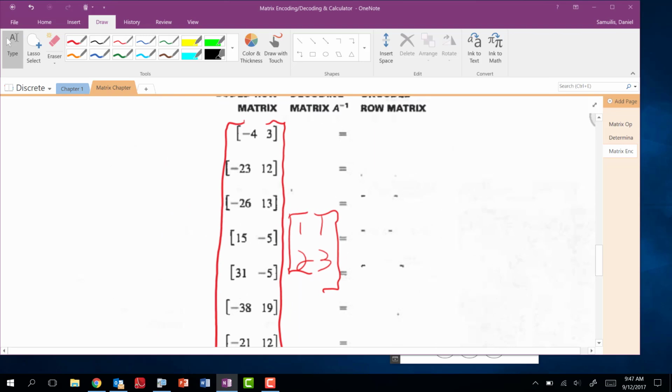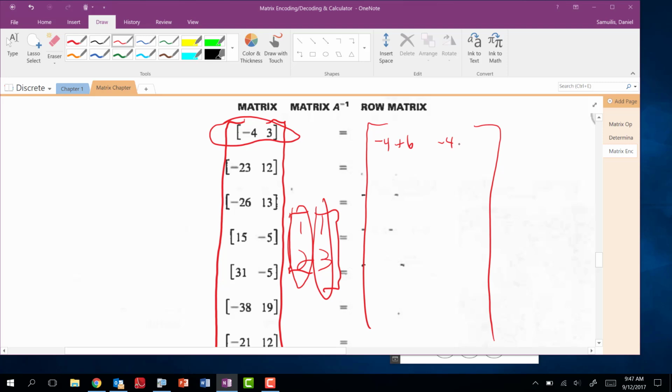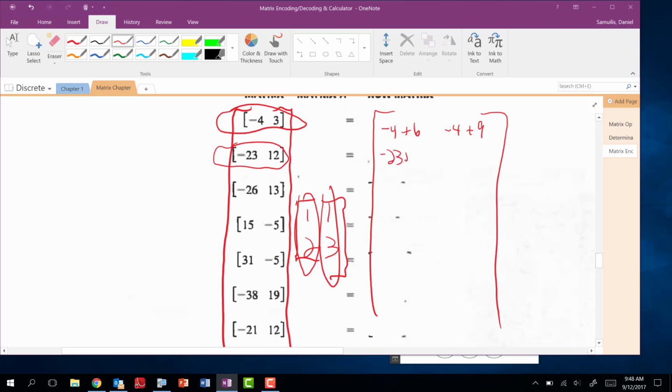All right. And then I'm only going to do a couple of these online. So, negative 4, 3, multiplied by 1, 2. Negative 4 plus 6. And I'll put this answer here. Actually, what I did in the other hour is I put the multipliers here, and then I put the answer above it. So it was negative 4 plus 6. And then I take this row times this column, and it's negative 4 plus 9, right? I'm not making any mistakes, am I? This row, negative 23 plus 24, right?